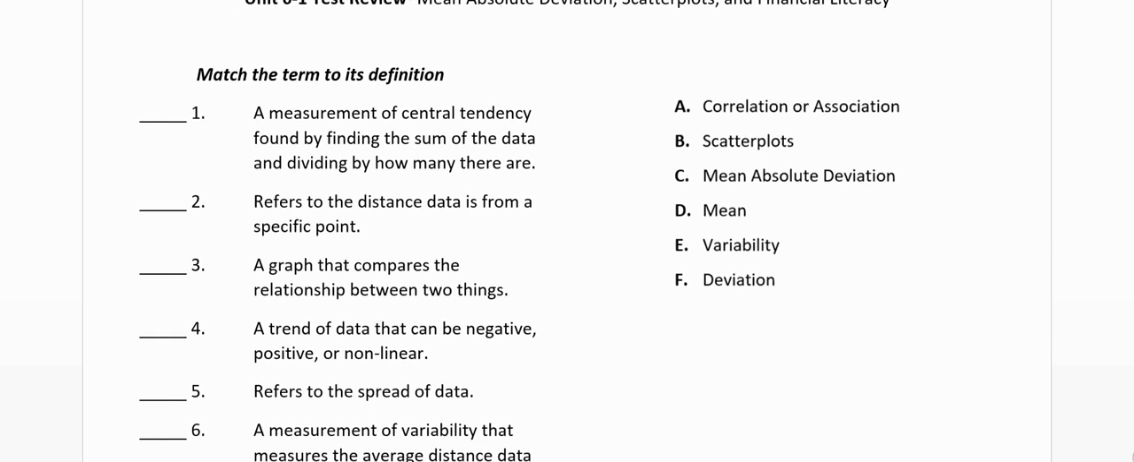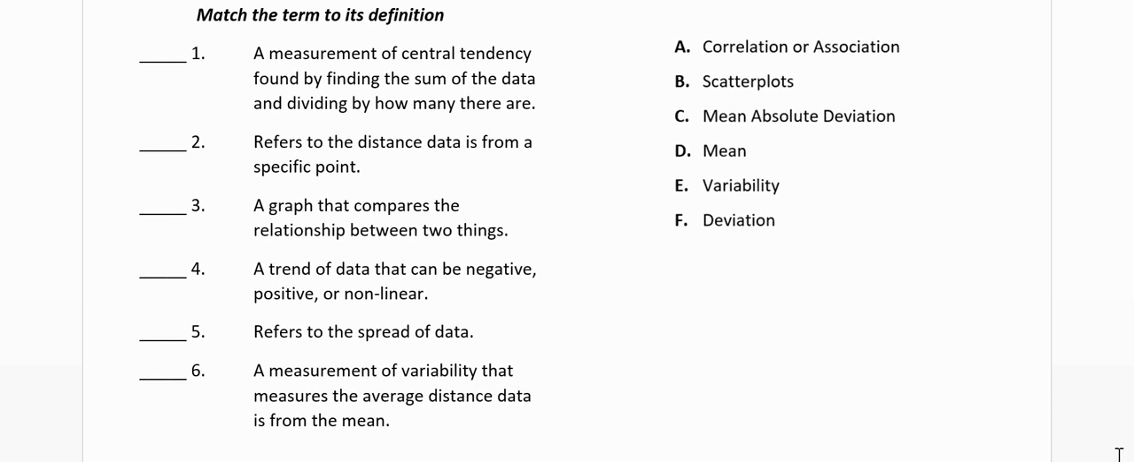So let's start by matching the term to its definition. Number one, a measurement of central tendency found by finding the sum of the data and dividing by how many there are. This is my mean. Okay, another word to use for mean is average.